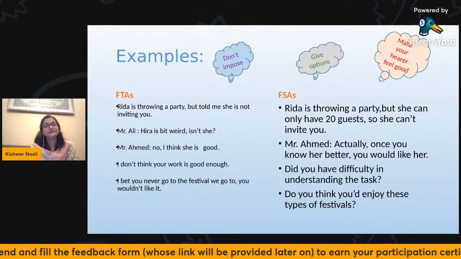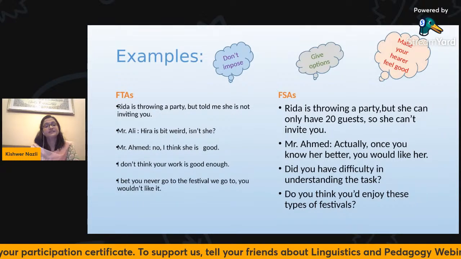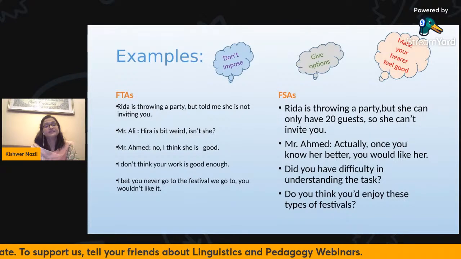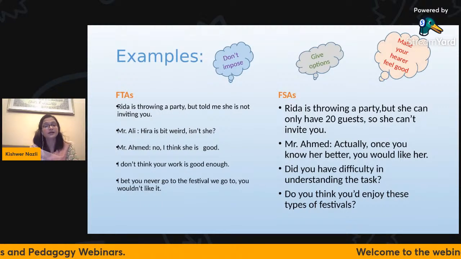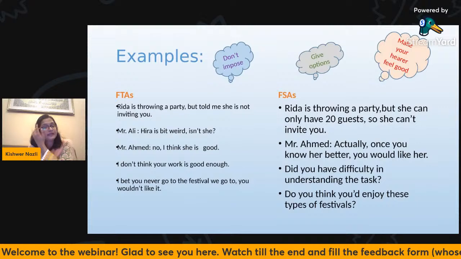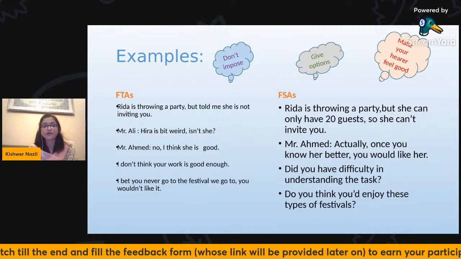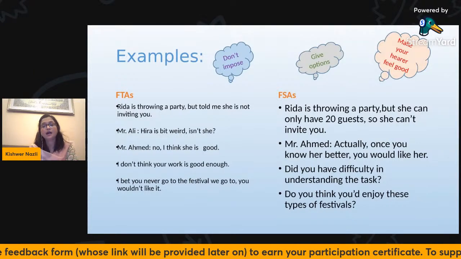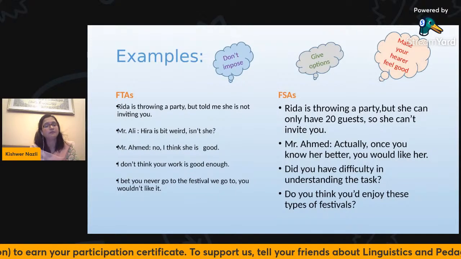Similarly, Mr. Ali said, Hira is a bit weird, isn't she? So Mr. Ali is not giving any option to be accepted or included. He directly said that Hira is a bit weird, isn't she? So it can be said like this: actually, once you know her better, you would like her. Mr. Ahmed says, no, I think she is good. Or you can say: I do not think your work is good enough. Saying this directly will spoil the reputation. It will disharmonize the beauty of our society, and the speaker will feel very awkward.